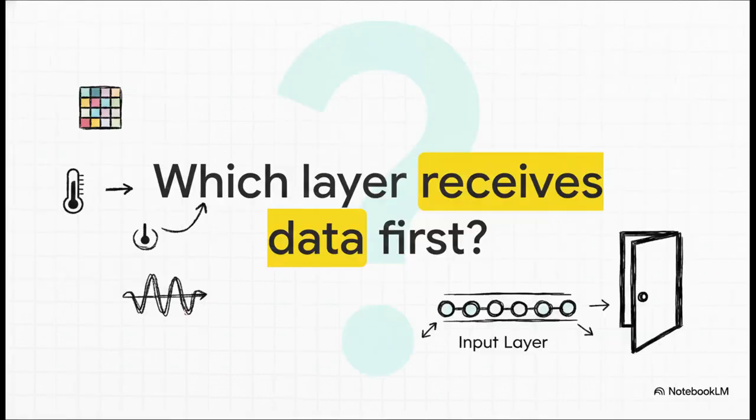Simple as that. All right, quick pop quiz to see if you're tracking with me. Which layer of the network actually receives the data first? Things like image pixels or a temperature reading. I'll give you a second. Got it? If you said the input layer, you are absolutely correct. That is the network's front door for any incoming data.